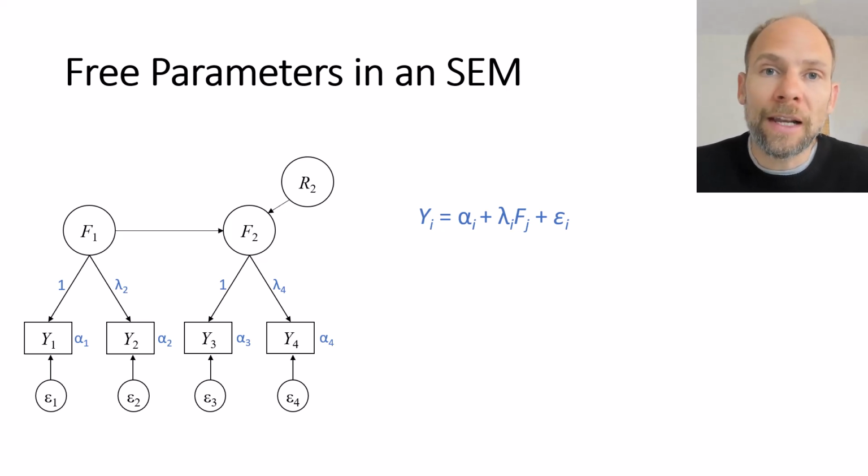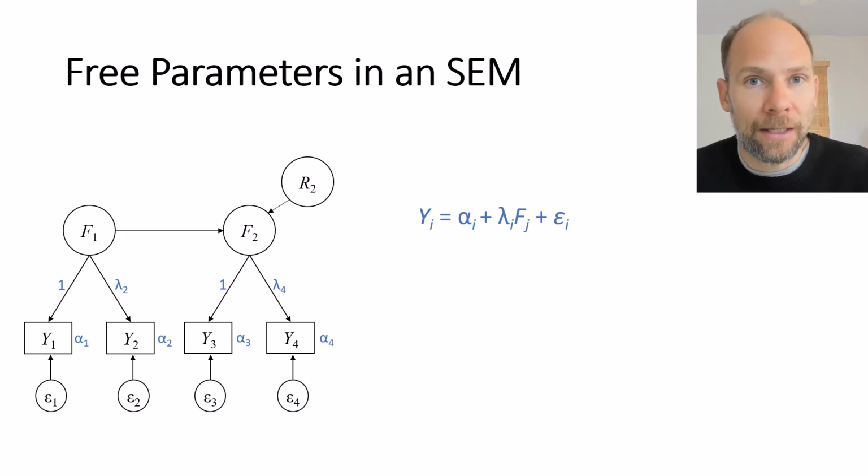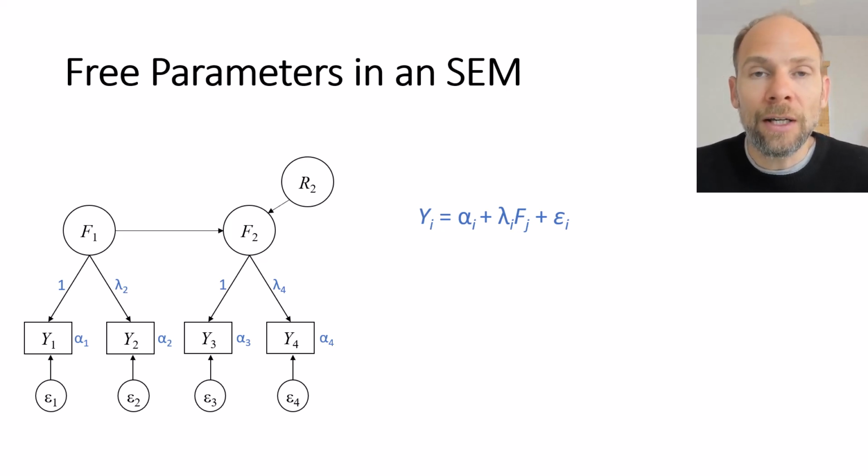However, not all of the lambdas are typically freely estimated, because for model identification, to define the metric of the latent factor, typically one factor loading is fixed to 1. And many programs, including Mplus, do this by default. They use the first indicator by default and fix that indicator's loading to 1 on each factor for model identification. And so this means the factor loading lambda 1 for y1 and the factor loading lambda 3 for y3 are not free parameters.